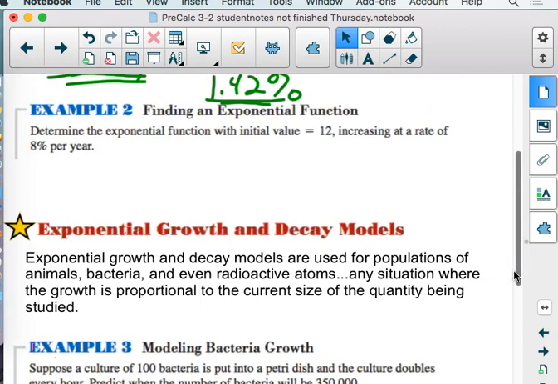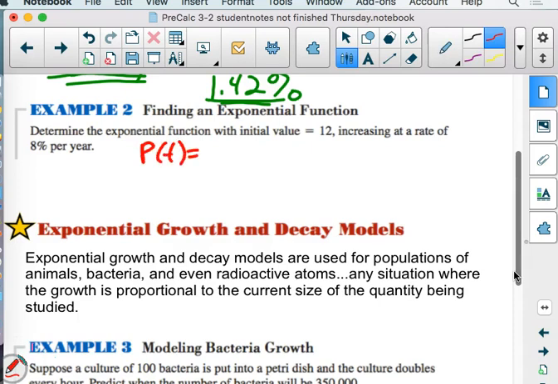Example 2, finding an exponential function. Determine the exponential function with initial value of 12, investing at a rate of 8% per year. Well, we've got the formula for that. P of t equals the initial population times 1 plus the increase, to the t. Well, we need to know what the initial value was. Do we know that? Yeah, it's 12, they said. Initial value, boom, there it is.